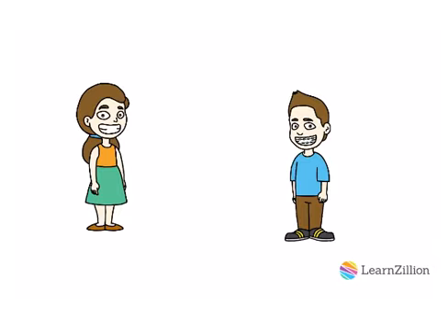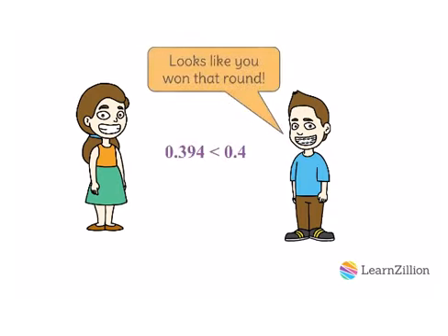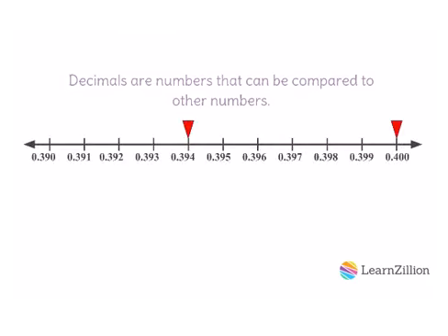Both the number line and the area model show the comparison 394 thousandths is less than 4/10. It looks like Alexa won this round. Decimals are numbers that can be compared to other numbers. A digit's place value determines its numerical value.